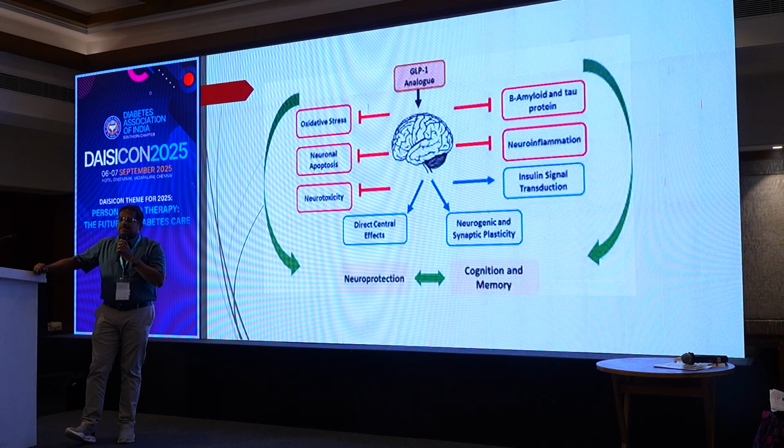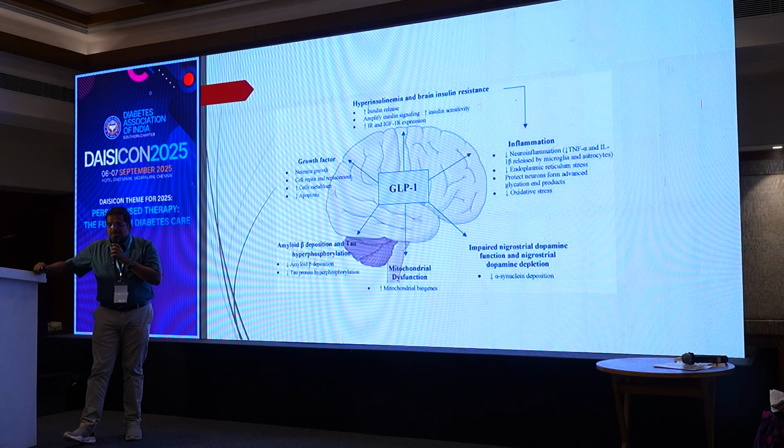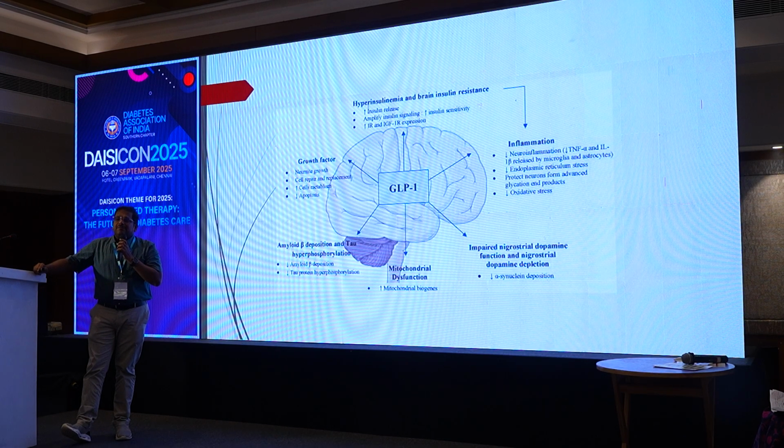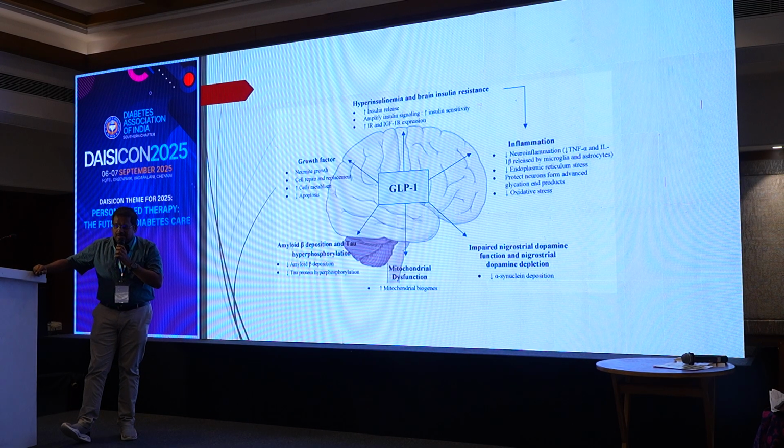So GLP-1 has shown a very neuroprotective effect by inhibiting oxidative stress, neuronal apoptosis, neurotoxicity, and it also inhibits the deposition of beta amyloid and tau protein, and suppresses neuroinflammation, thereby improving cognition and memory. These are some of the CNS effects of the GLP-1 hormones, which show that it has a very good effect in reducing dementia. It is one of the many ongoing trials. It is one of the therapeutic options in dementia patients also. Many trials are going on.